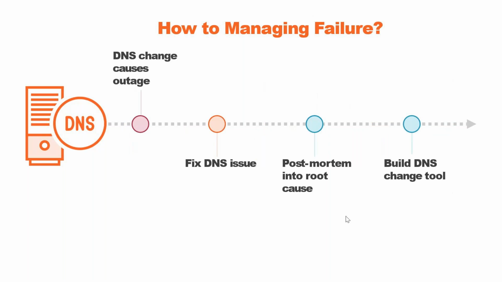Now, how to manage failures. DNS changes cause outages. That means someone had changed the DNS, and because of that there was an outage. So what you did was manually log in and fix the DNS issue. You did the post-mortem and root cause analysis, and then you decided to automate that, and recommended that there should be a DNS change control tool. If someone modifies the DNS, it should be immediately reverted. Any changes that are not approved should immediately change back. So you should have the change tool, which is an SRE approach.